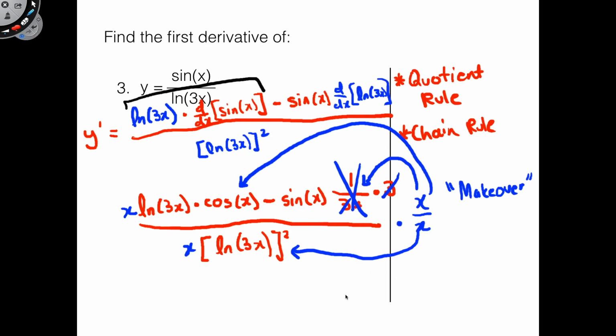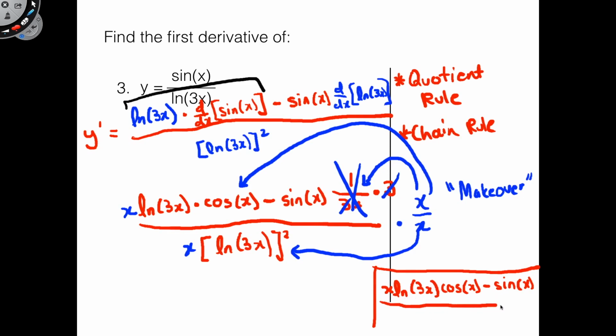So now to conclude, we're going to just tidy this all up and wrap this up. So this would be ln of 3x times cosine of x minus sine of x. Oh, and don't forget the x in front of ln of x. So it would be x ln of 3x cosine of x minus sine of x all over x ln of 3x, and this guy would be cubed. All right, so that right there will be your final answer for this.